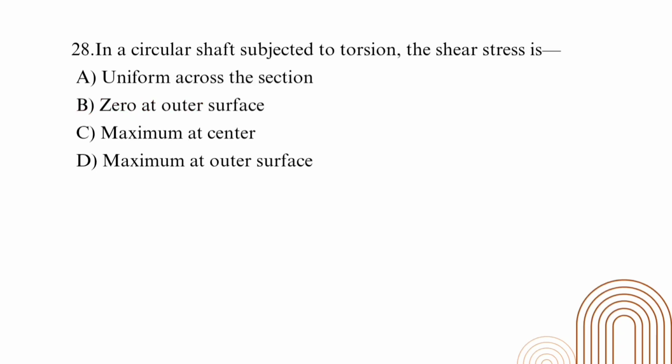Now the next, question number 28: in a circular shaft subjected to torsion, the shear stress is, and options are option A, uniform across the section, option B, 0 at outer surface, option C, maximum at center, and option D, maximum at outer surface. And the correct answer is option D, maximum at outer surface.